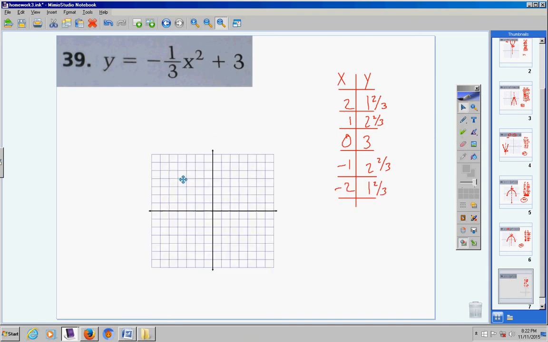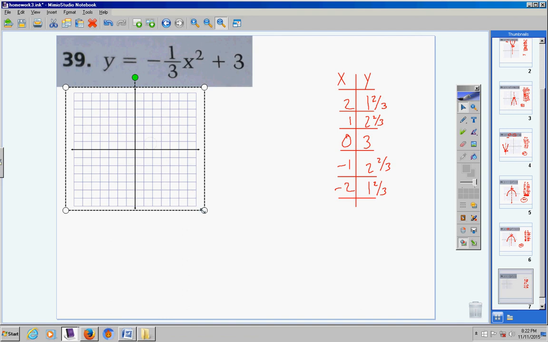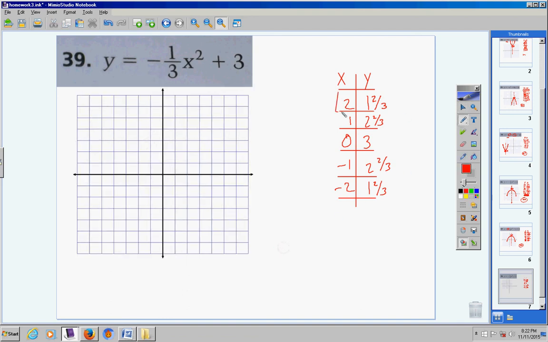So here is my coordinate plane, and here we go. First ordered pair is over 2, up 1 and 2/3. Second ordered pair is 1 and 2 and 2/3, so over 1, up 2 and 2/3. Next ordered pair, 0, 3, right here. Next ordered pair, -1, 2 and 2/3. And then -2, 1 and 2/3.